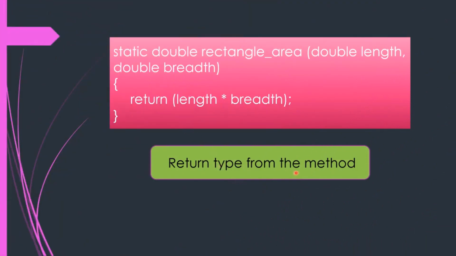Return type from the method: type double. As we discussed that this return statement will return a specific value. So basically this value is the rectangle area, length multiply breadth, it is the rectangle area, and its type is double.